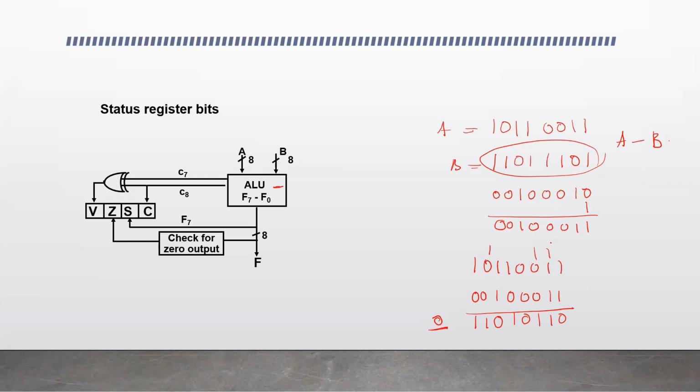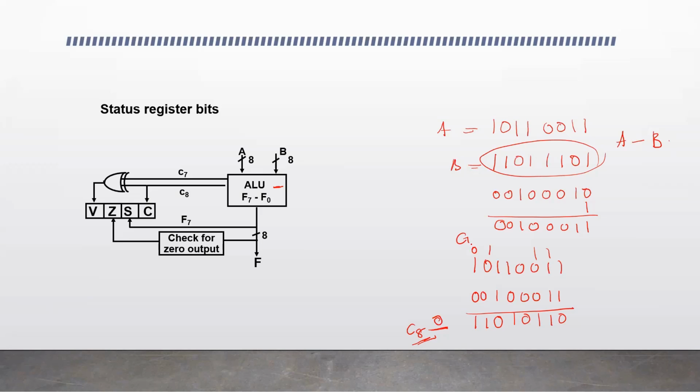The carry that we use to check for overflow: the first carry is C0, C1, C2, C3, up to C7. This carry is C7, and this is C8, the last carry. What is C7 here? After the previous operation it is 1 plus 0 plus 0. It is 1, so the carry is 0 here.